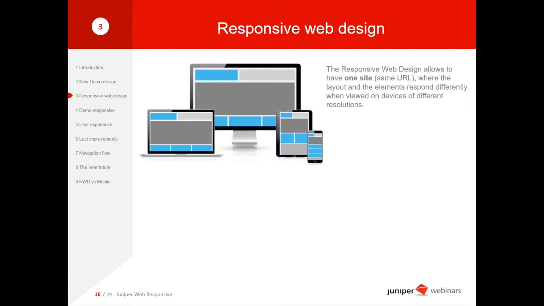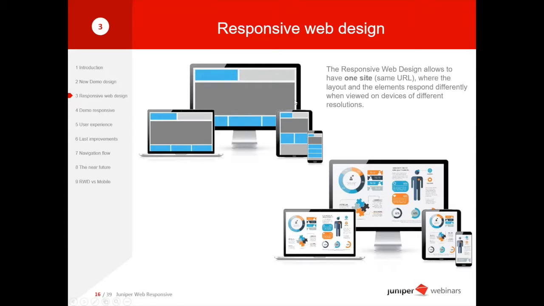Here we can see a better and more extensive definition that says that responsive web design allows you to have one site, same URL, where the layout and the elements respond differently when viewed on devices of different resolutions. So this is a good definition. Here you can see the desktop version, the laptop version, tablet version, and a smartphone version. And this example is with boxes. Okay, you can see how the boxes move for the different resolutions.